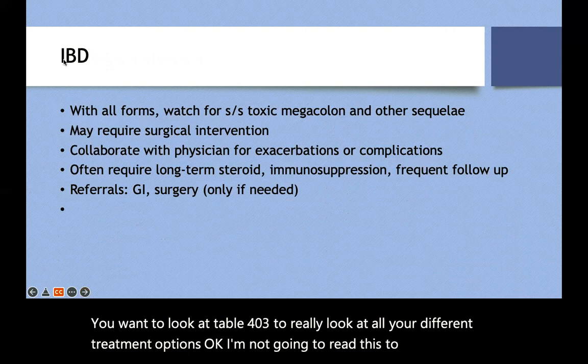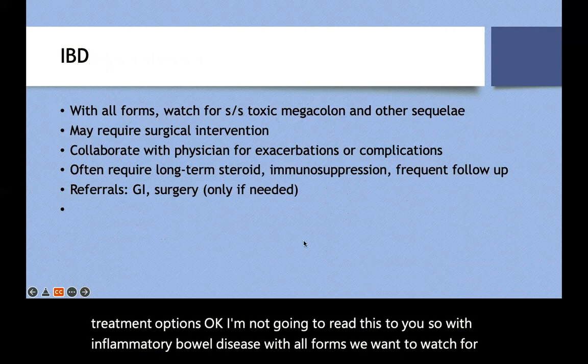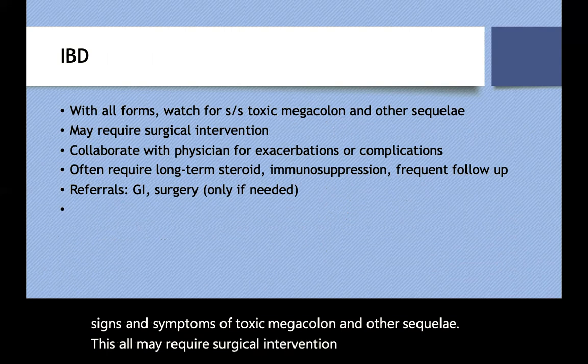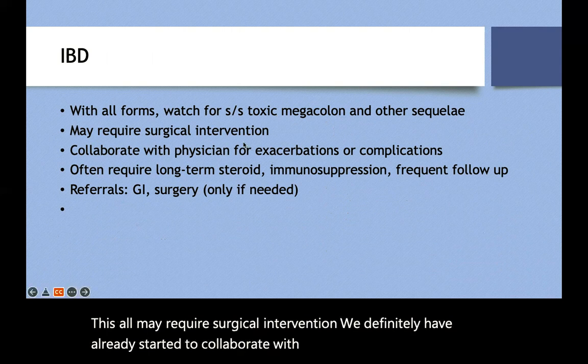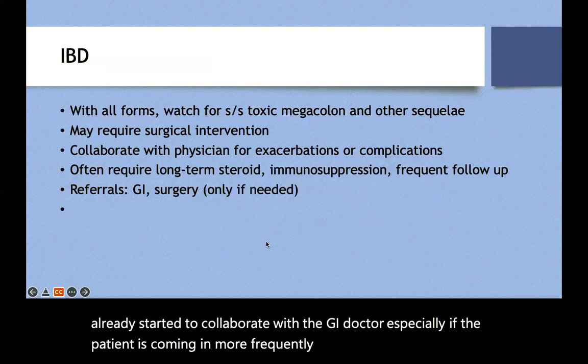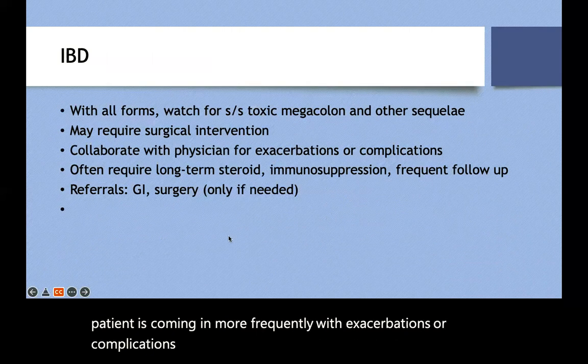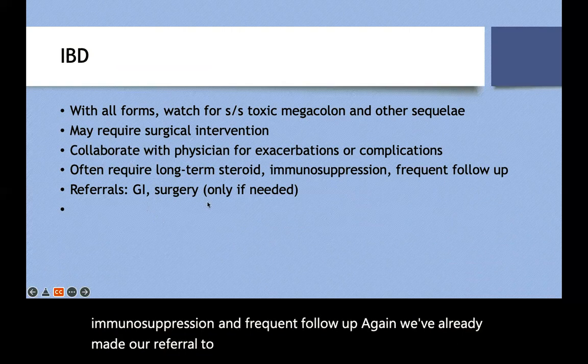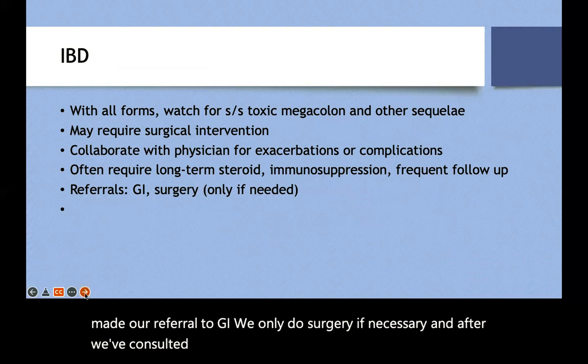So with inflammatory bowel disease, with all forms, we want to watch for signs and symptoms of toxic megacolon and other sequelae. This all may require surgical intervention. We definitely have already started to collaborate with a GI doctor, especially if the patient is coming in more frequently with exacerbations or complications. Of course, they may require long-term steroids, immunosuppression, and frequent follow-up. Again, we've already made our referral to GI. We only do surgery if necessary, and after we've consulted with GI to make sure that we're all in agreement.